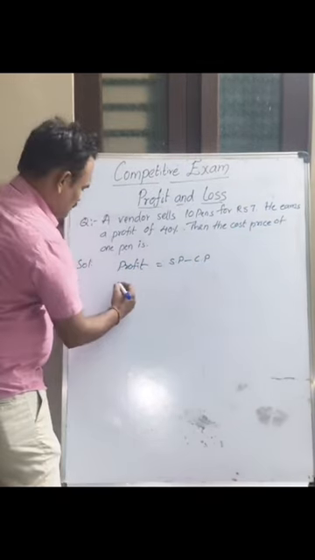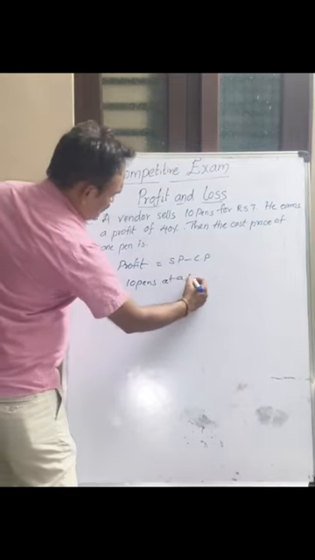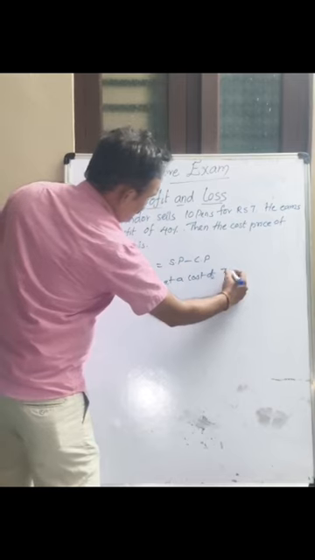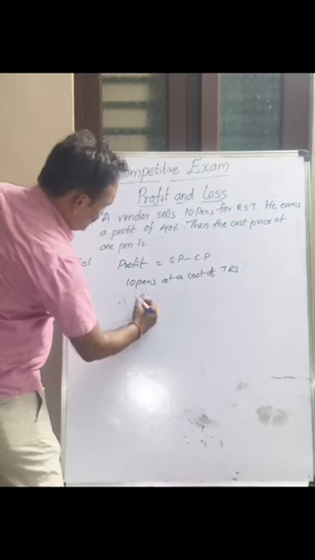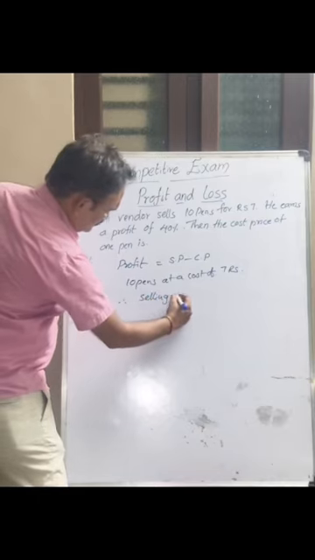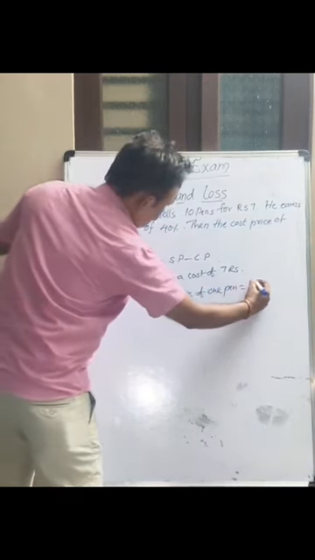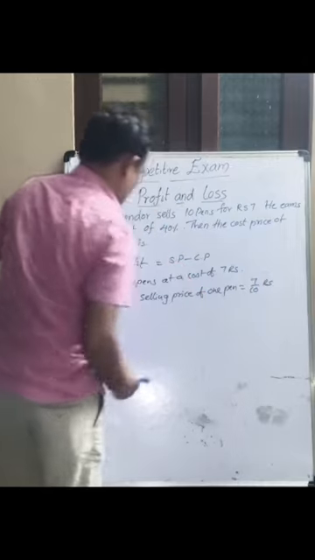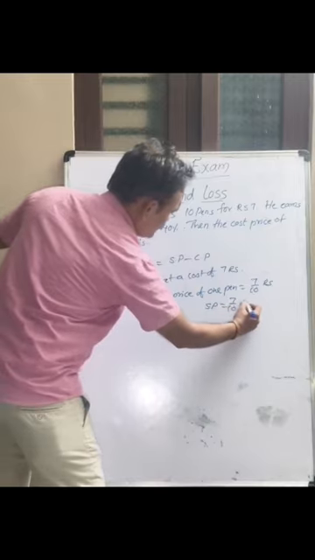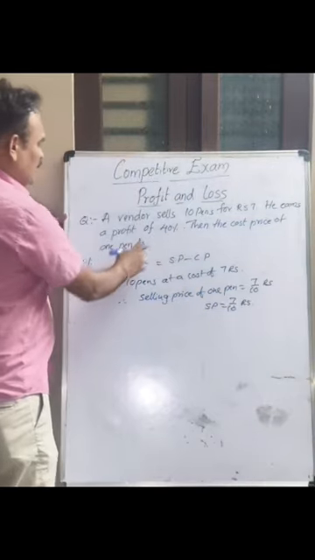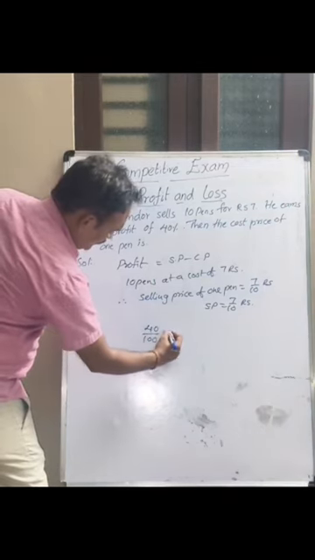So he sells 10 pens at a cost of 7 rupees. Therefore, what is the selling price? Selling price of 1 pen equals 7 by 10 rupees. So the selling price of 1 pen is 7 by 10 rupees. Now he earns a profit of 40%, which means 40 by 100.